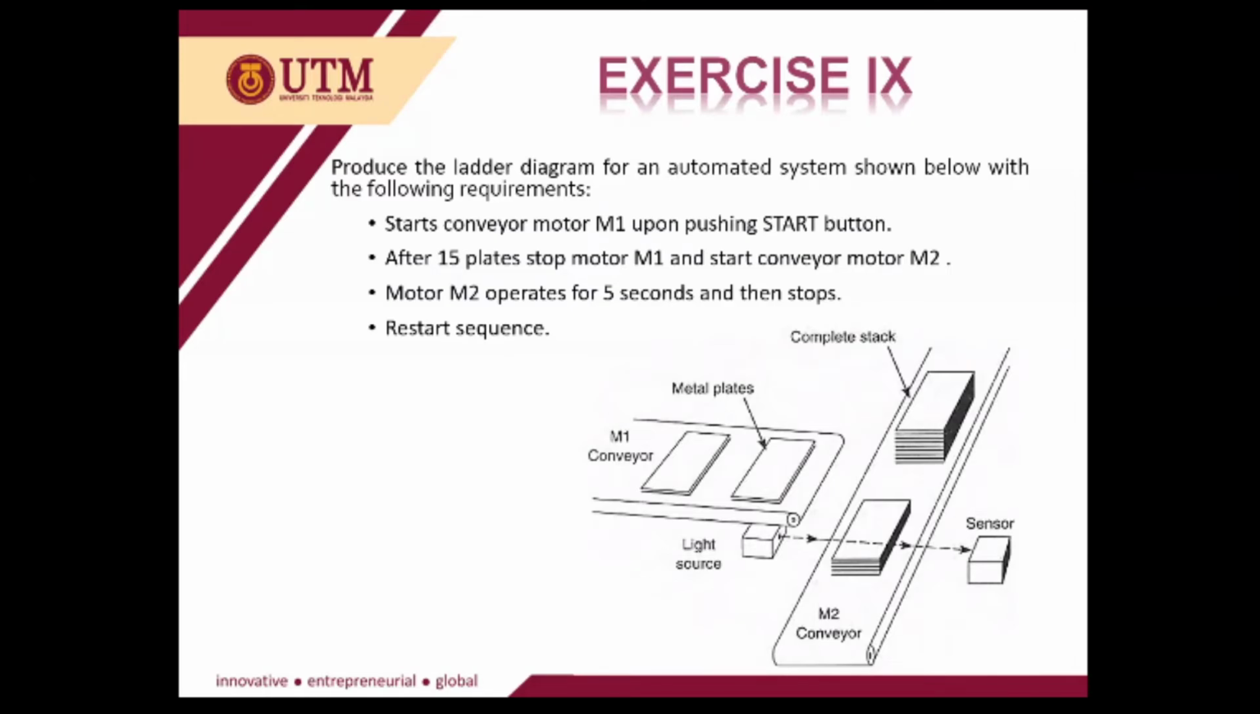Start conveyor motor M1. This first conveyor is controlled by motor M1. Upon pushing the start button, the conveyor M1 will start. When it starts, there are metal plates on the conveyor M1. The metal plate will go to the end of the conveyor and drop down onto conveyor number 2, which is initially stopped. And the metal plates keep on dropping.